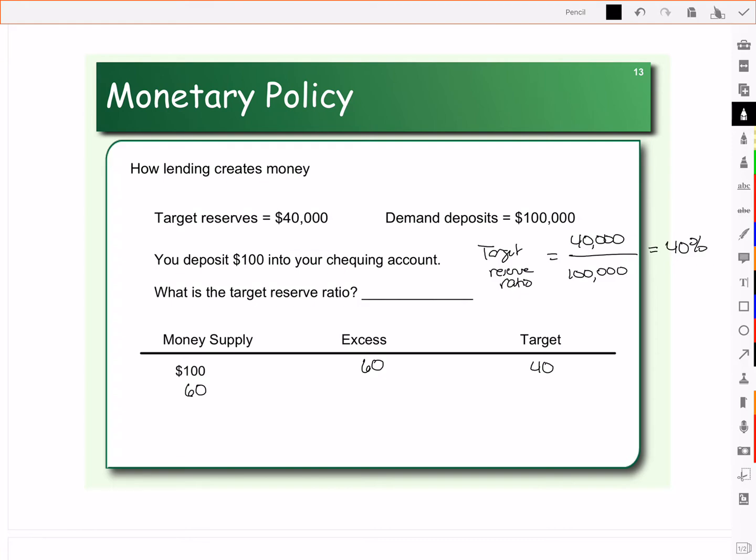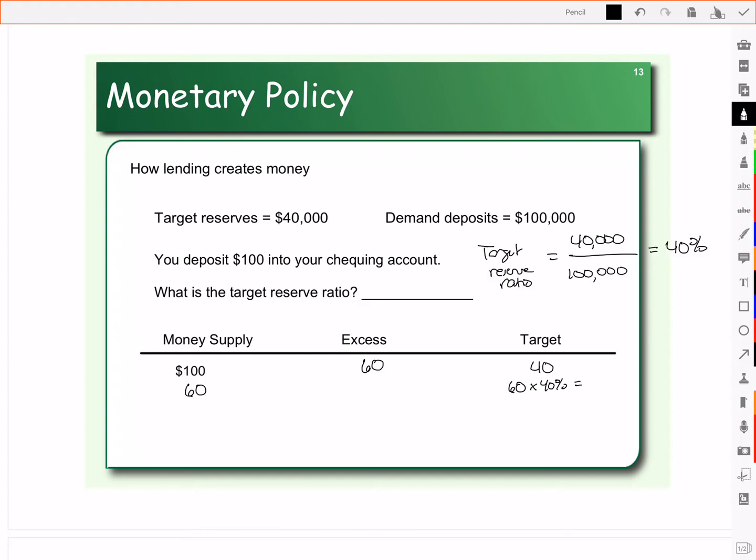There's the $100 that was in your checking account, but now the money supply has increased because $60 has been added to someone else's checking account. Right? So we're already seeing our money multiply. Well, that $60 gets lent out and put into someone's checking account. Then that bank has to hold a portion of it as cash. So 60 times 40% has to be held as cash.